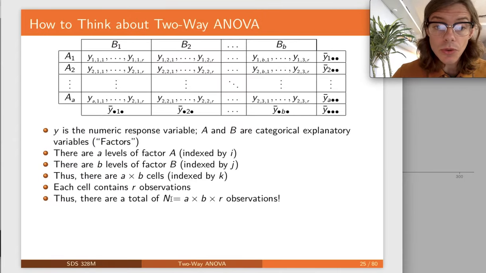We're going to have all the cells contain the same number of observations. Cool, so your total sample size is just the number of groups of factor A times the number of groups of factor B times the number of observations in each cell, right? Because A times B is the number of cells. If there's 9 cells, let's say there's 5 people in each group, that'd be 9 times 5. Cool.